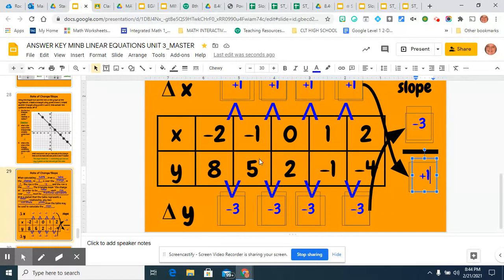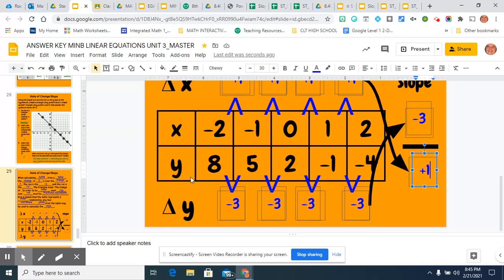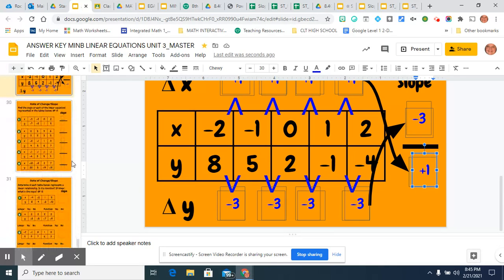Now imagine if I didn't have this point here, the -1 and 5, and I had to go from 8 to 2. I would have gone down by 6, and from -2 to 0, I would have gone up by 2. And -6 over 2 still would simplify to be -3 over 1. So this is how you find the slope from a table.